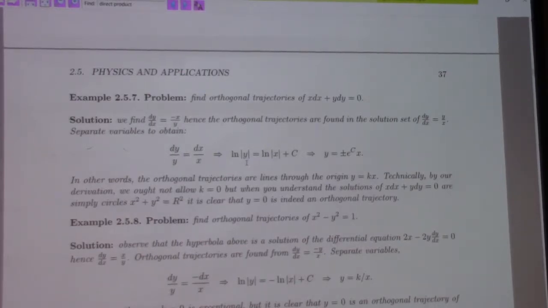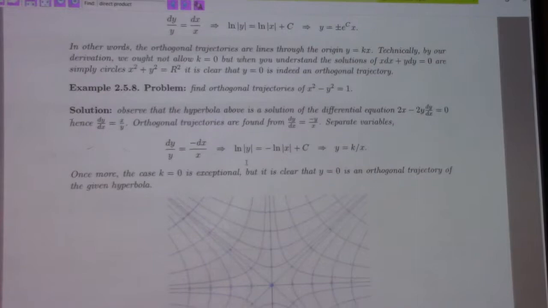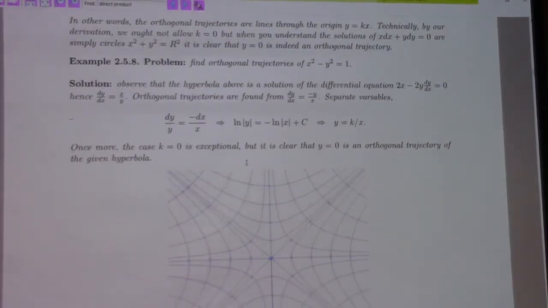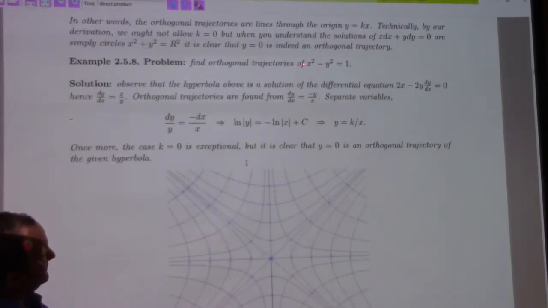That's the orthogonal trajectories problem we just went through, 2.57. Here's another one. Find the orthogonal trajectories of x squared minus y squared equals 1. So what do I do? I take the differential. That gives me the differential equation which picks up this as a solution, right? 2x minus 2y dy/dx. I decided to do dy/dx equals x over y this time. It gives you a chance to see the other idea. That's my f. Here's minus 1 over f, right? And then I solve by separating variables again. And out pops this, which then algebra gives me y equals k over x.